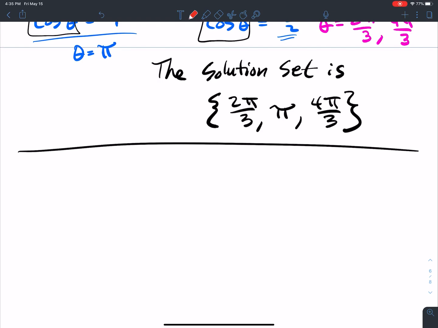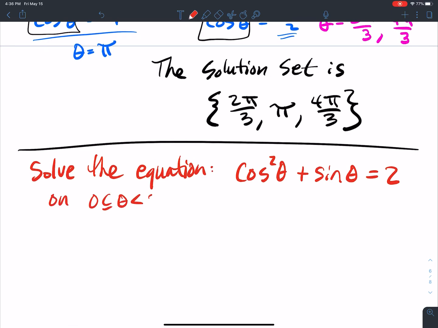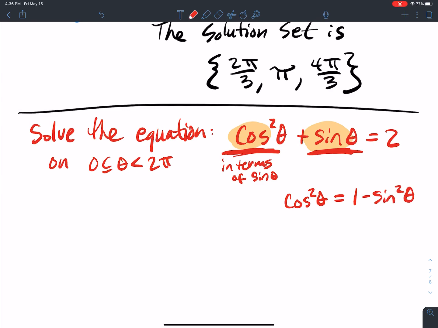So let's do one more of these. I want to solve the equation cosine squared theta plus sine theta equals 2 on 0 to 2 pi. Okay. So once again, we've got a quadratic. Now, the problem is I've got sines and I've got cosines. So since I have this linear sine, I want to make this in terms of sine theta, okay? Because I can't get rid of that sine theta, but I can change that cosine squared into something in terms of sine. So cosine squared theta is equal to 1 minus sine squared theta from the Pythagorean identity.